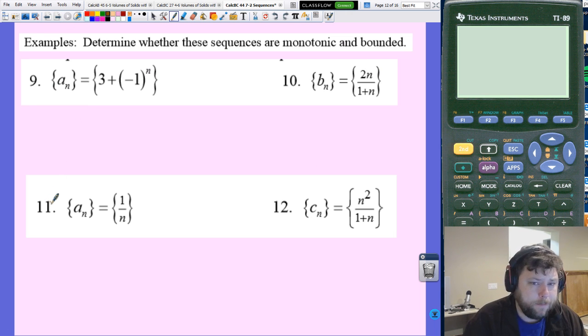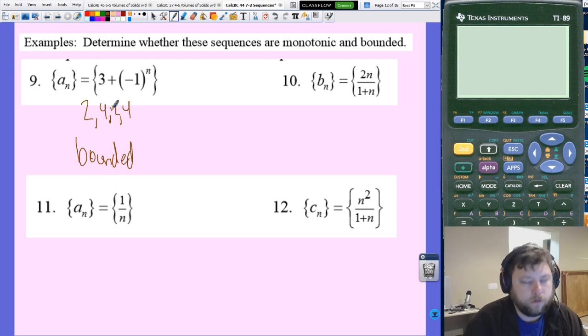So let's look at some examples, to determine whether these sequences are monotonic or bounded. So again, this one is rotating up and down, going 2 to 4 to 2 to 4. It's not monotonic because it's increasing, then decreasing. So not monotonic, but is it bounded? Yeah, it is definitely bounded because it's just going between 2 and 4. Those are the bounds.